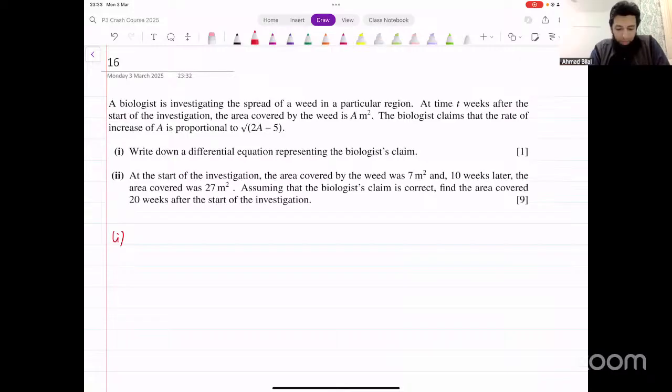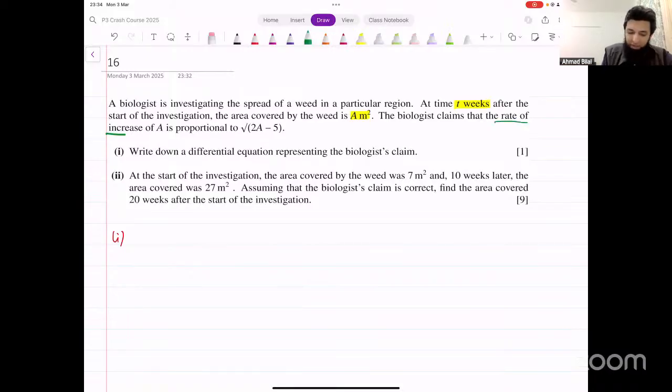Okay. A biologist is investigating the spread of a weed in a particular region. At time t weeks after the start of the investigation, the area covered by the weed is A meters squared. Okay, so that's one variable that we have, A, and then t weeks, that's the other variable, time and area. He claims that the rate of increase of A is proportional to this. Write down a differential equation representing the biologist's claim. That's fairly straightforward.